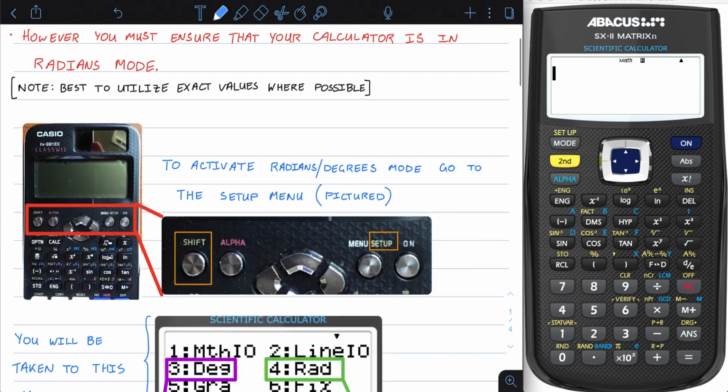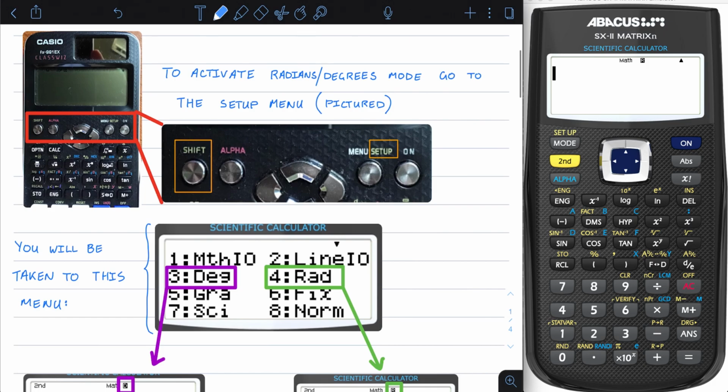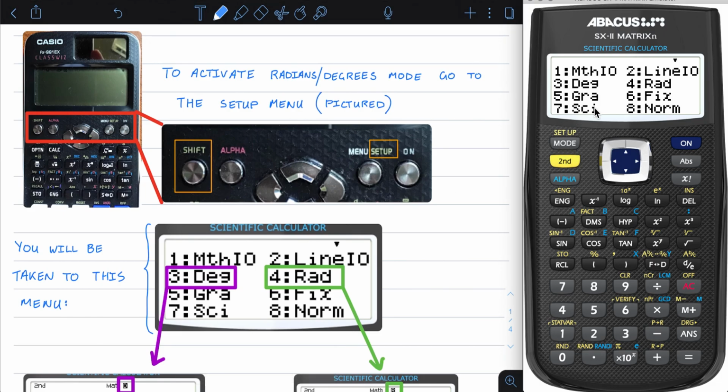So first, to activate radian mode, we need to do that in the menu. Mine looks kind of different to yours, and even the picture that I'm showing you may look different, but overall we need to get to that setup menu. The menu looks kind of like this, so let's do that here. Shift, or second function, mode.